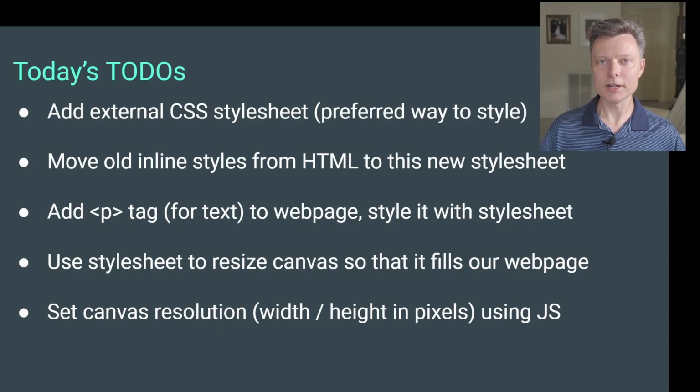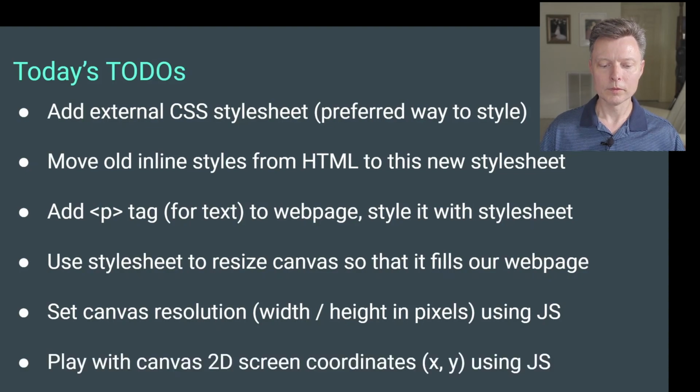And in a similar fashion, we will remove the script code from our HTML document and move it into its own JavaScript file. Once our canvas is filling the full browser window and we have the resolution that we want in width and height in pixels, then we can play around with our new 2D screen coordinates using JavaScript. So let's get started.